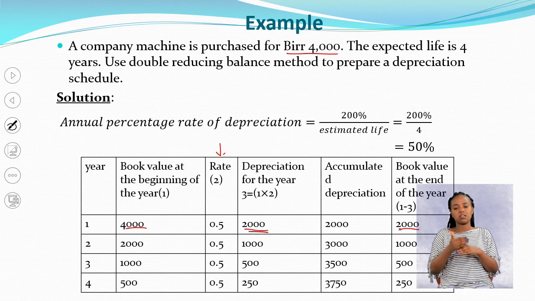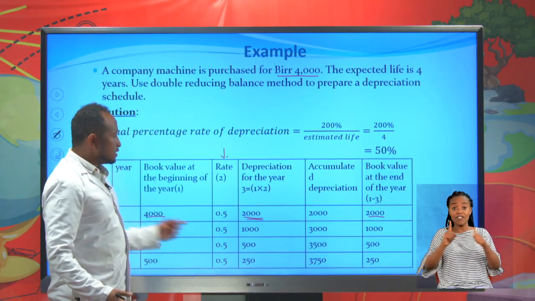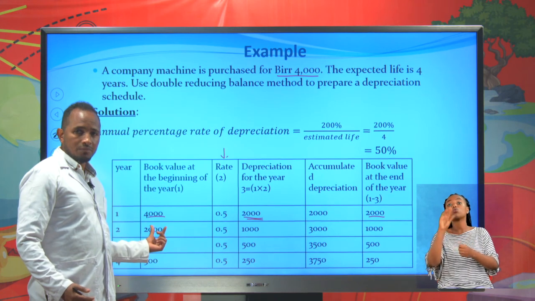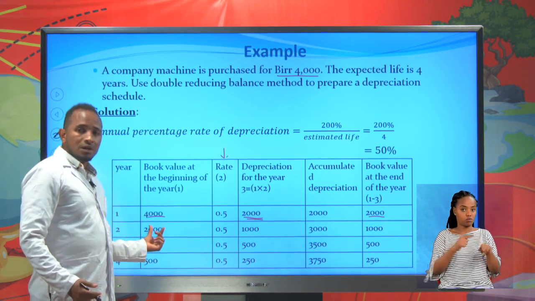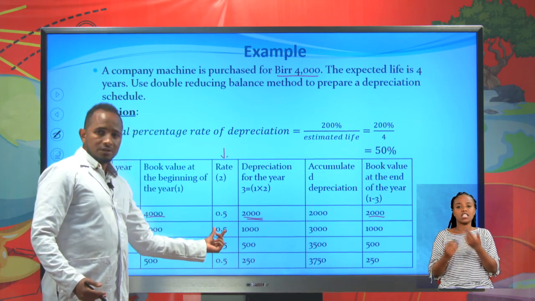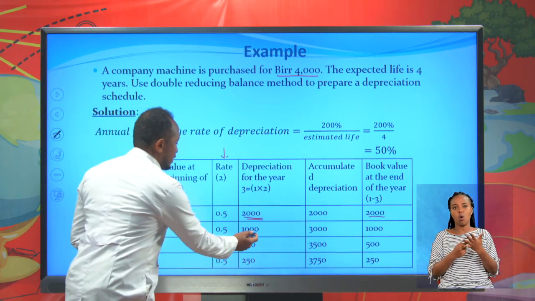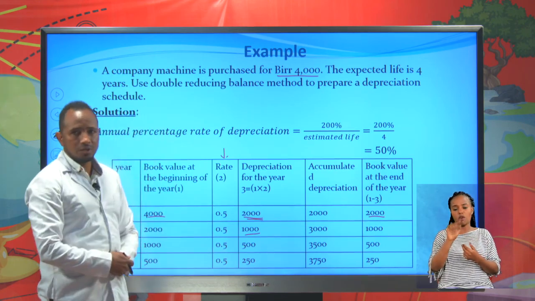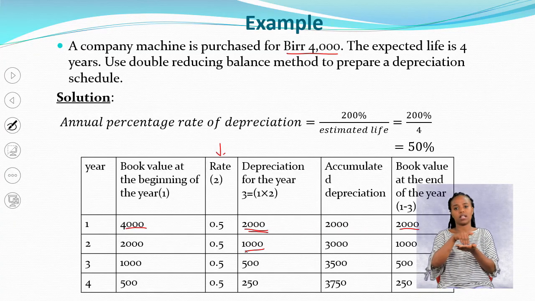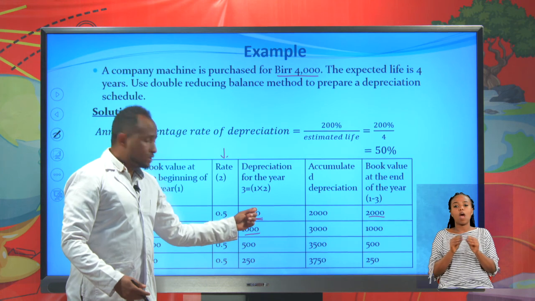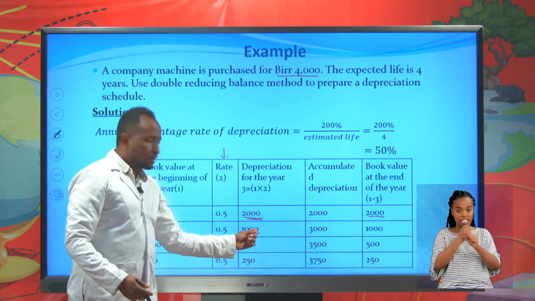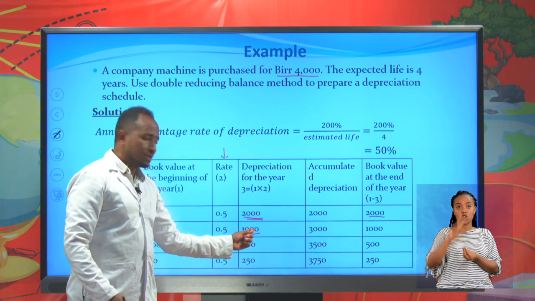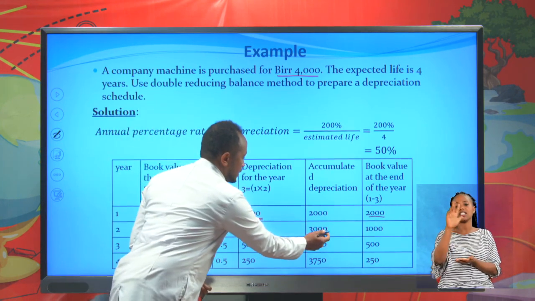Next, for the next year, the depreciation will be computed on the second year's book value. At the beginning of the second year, you will have 2,000 birr. So this 2,000 will depreciate by 50%. When you multiply these two, 0.5 by 2,000, you get 1,000. And the accumulated depreciation will be the sum of the depreciation of the first year and the second year. So when you add these two, 2,000 plus 1,000, you get 3,000.